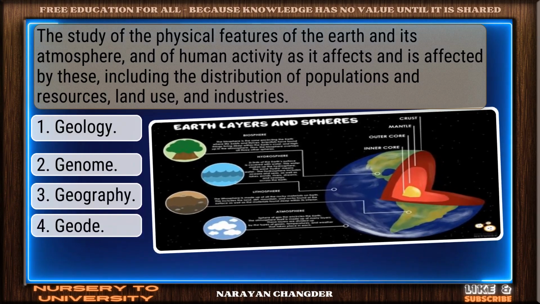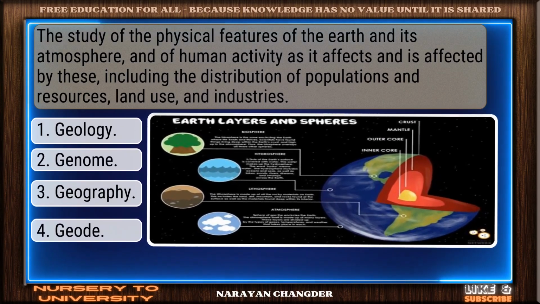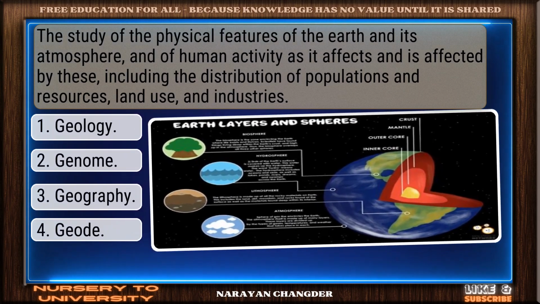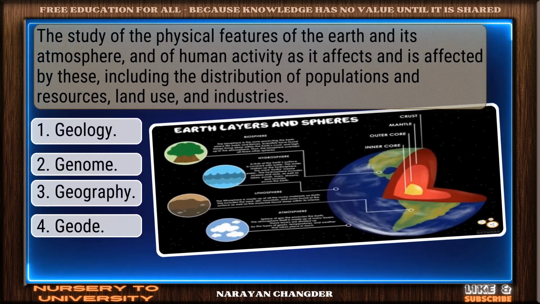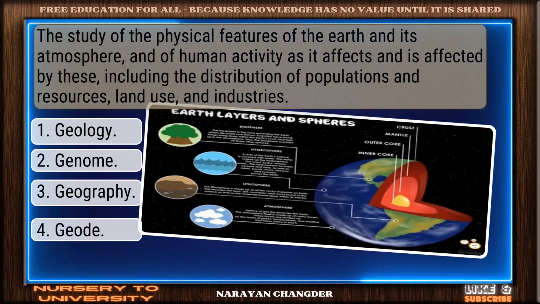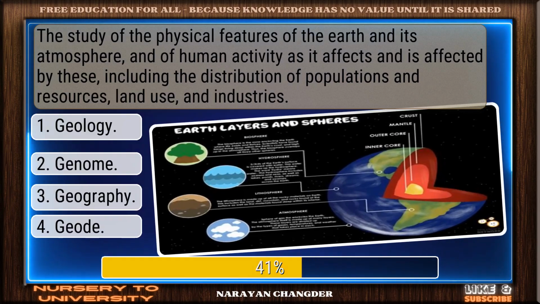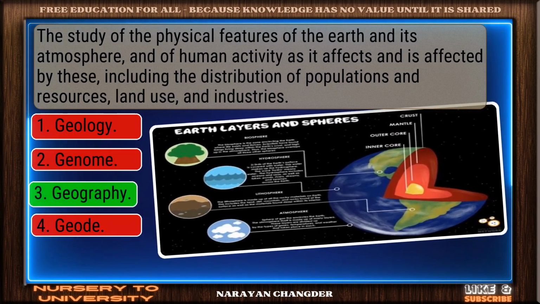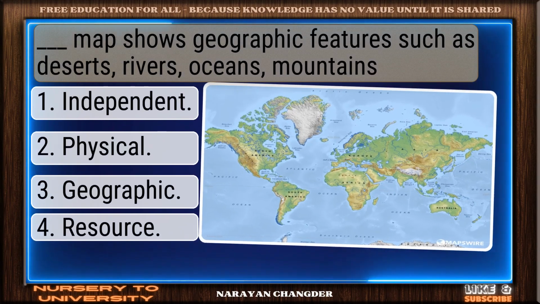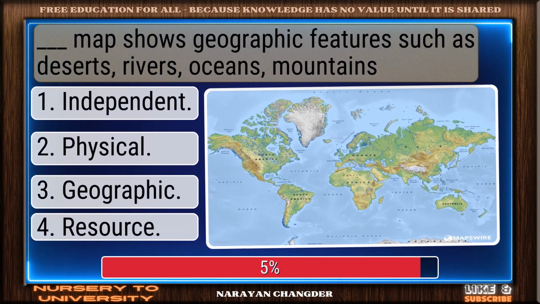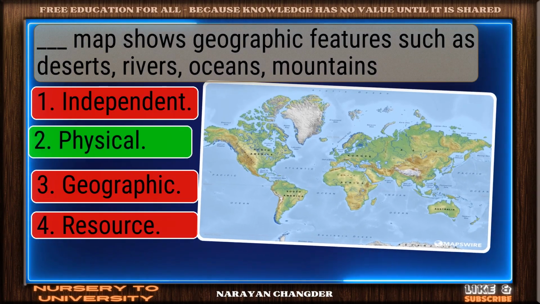The study of the physical features of the Earth and its atmosphere and of human activity as it affects and is affected by these, including the distribution of populations and resources, land use, and industries. Nice work. You chose geography and it is correct. Dash map shows geographic features such as deserts, rivers, oceans, mountains. Bravo. Physical is the answer.